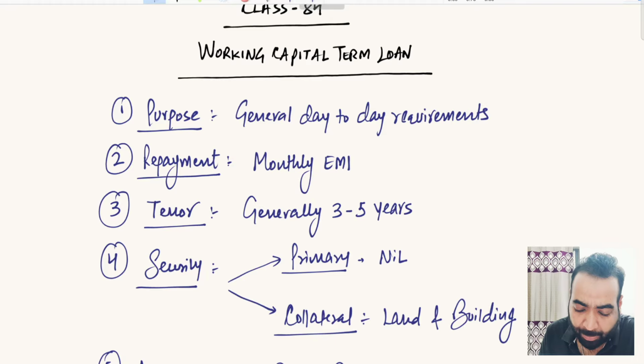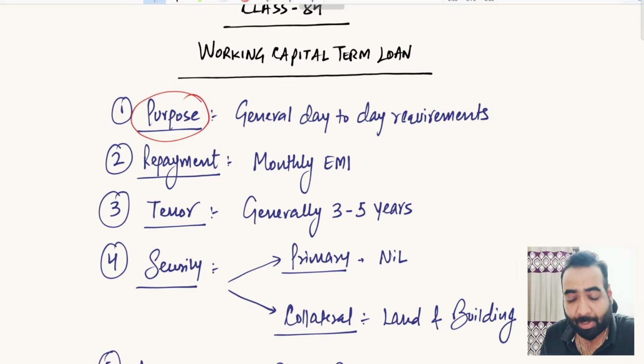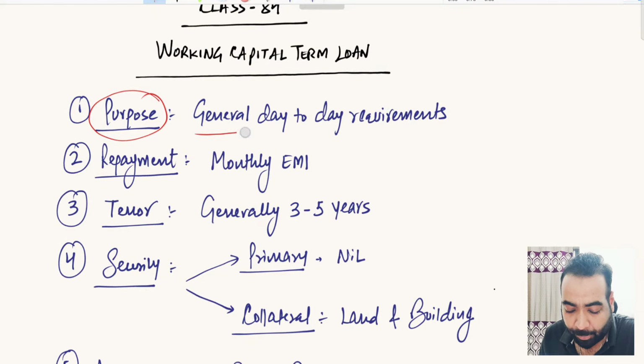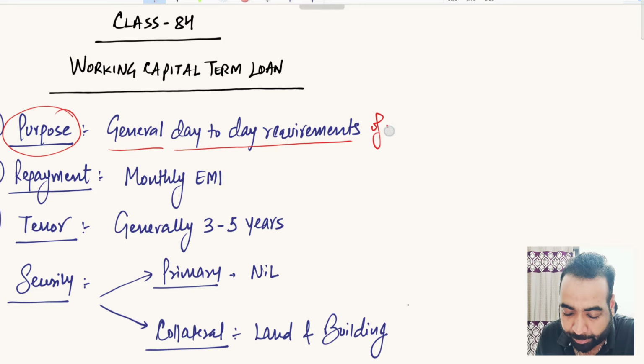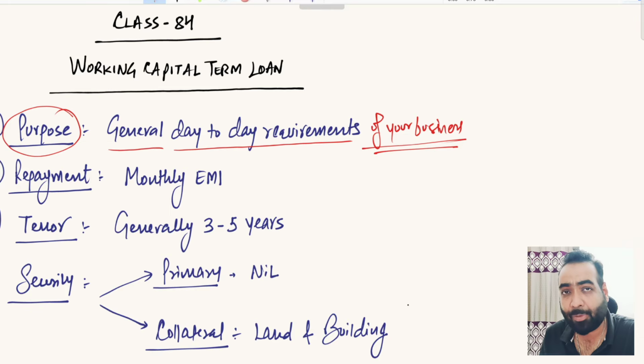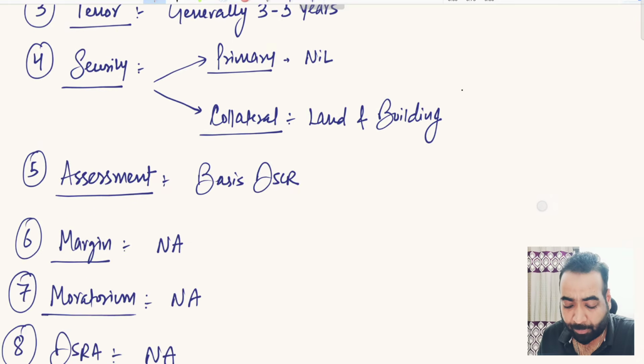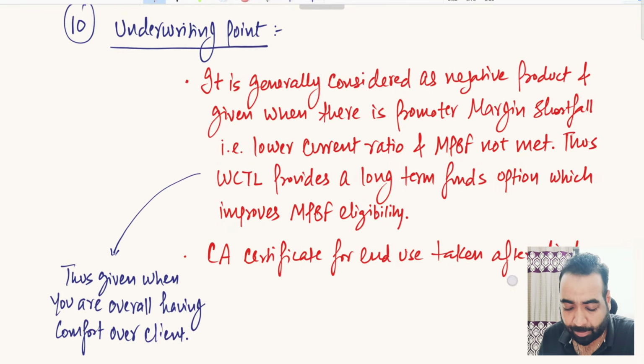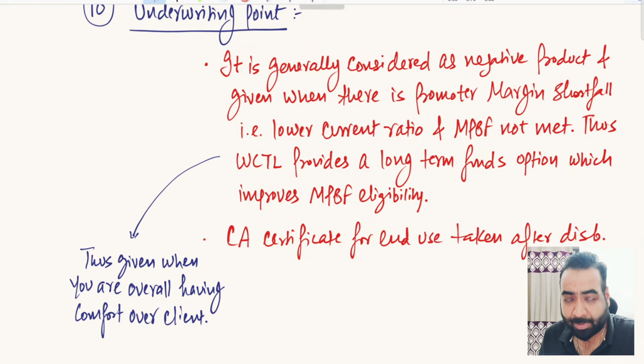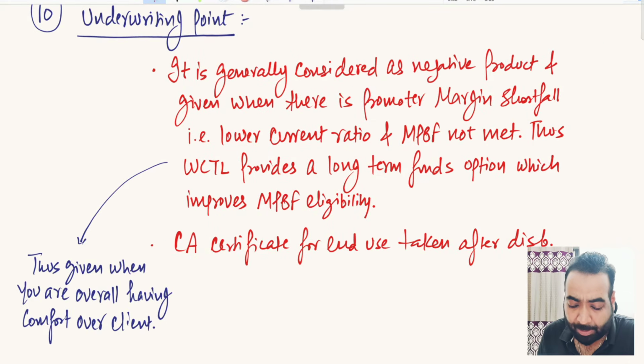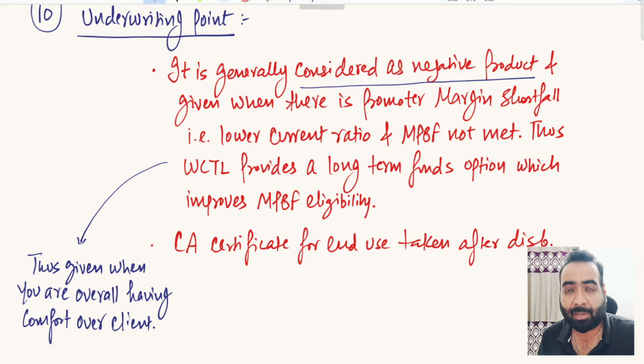So what is the purpose of working capital term loan? The working capital term loan, friends, is given to you to manage the general day-to-day requirements of your business, not your personal purpose, for your business only. Now, before discussing any other feature, let me make you understand about its core theme. This product is generally considered as a negative product in the banking sector. This product is given by the working capital department only, and it is considered as a negative product.